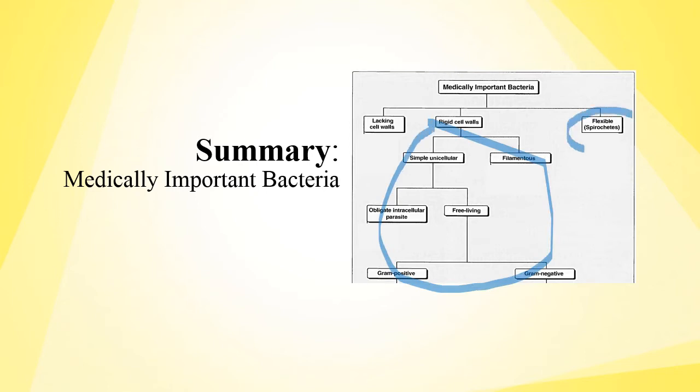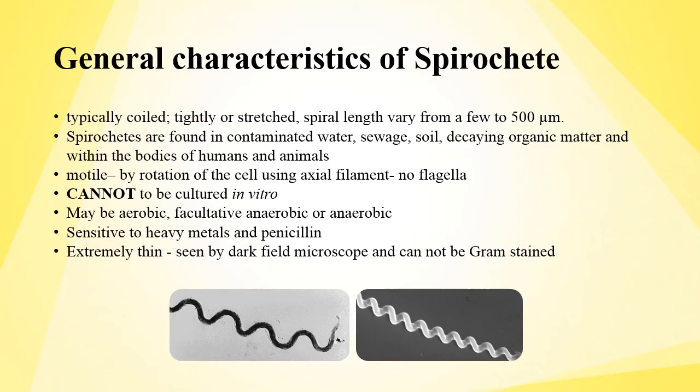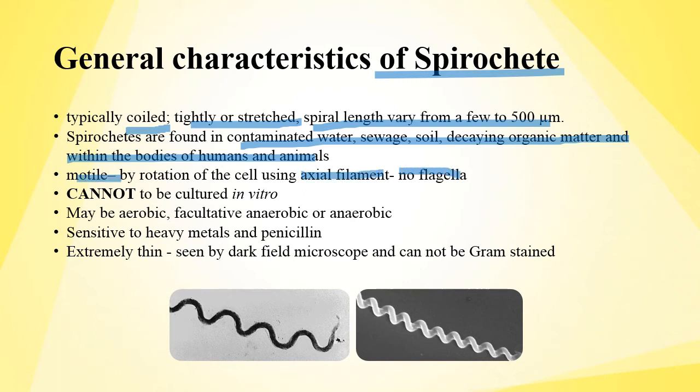So let's move to flexible bacteria, also known as spirochetes. Let's look at the general characteristics of spirochetes. Spirochetes are typically tight or stretched spirals, with length varying from a few to 500 micrometers, and they are found in contaminated water, sewage, soil, decaying matter, and within human and animal bodies. They are usually motile using an axial filament. They don't have flagella. One of the problems with spirochetes is they cannot be cultured in vitro, therefore diagnosis becomes a hurdle. They may be aerobic, facultative anaerobic, or anaerobic.